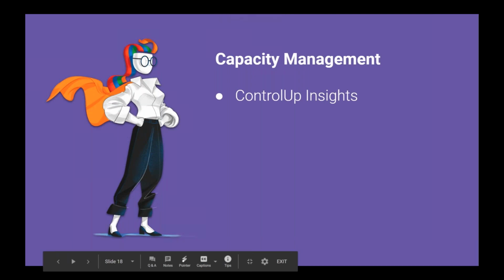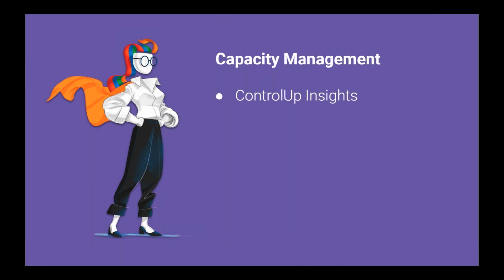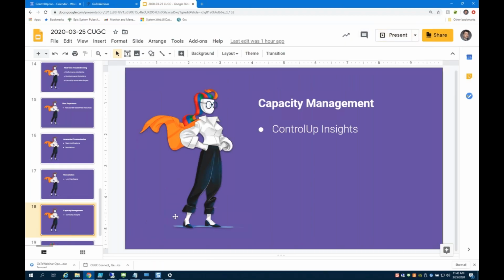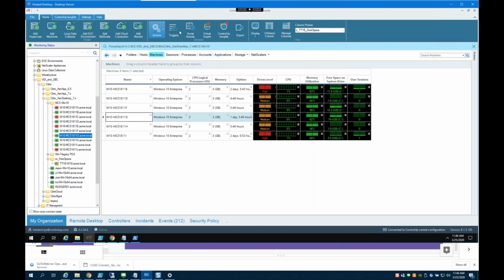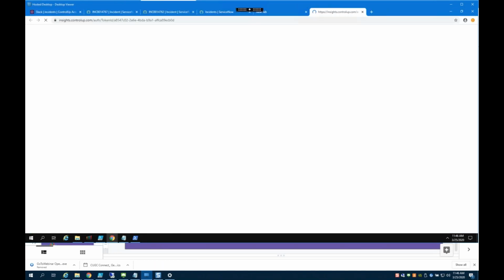Okay, so again, the world we're living in, it's not an ideal world today. There wasn't so much of an opportunity to do capacity management so much as there is to just try to manage the capacity. And one of the ways we can do that is with ControlUp Insights. So this is our historical monitoring product. And if I click on it here, it's going to log me in and pass me through.